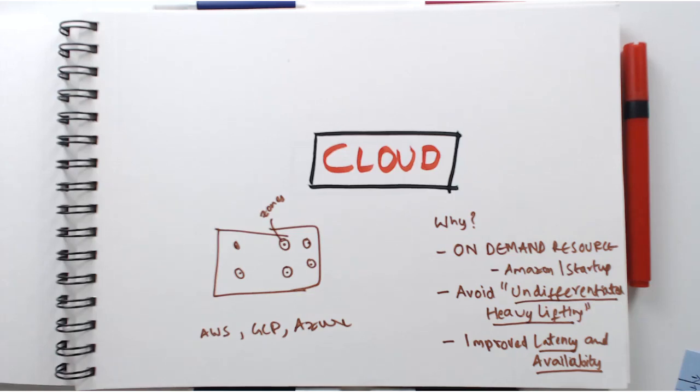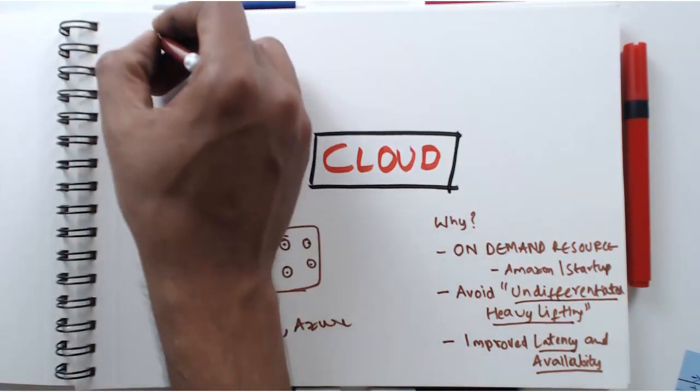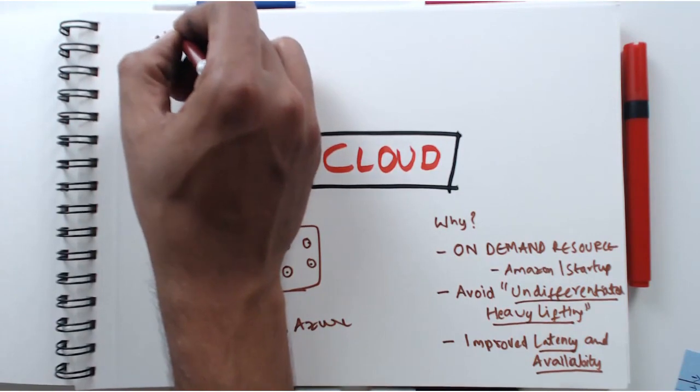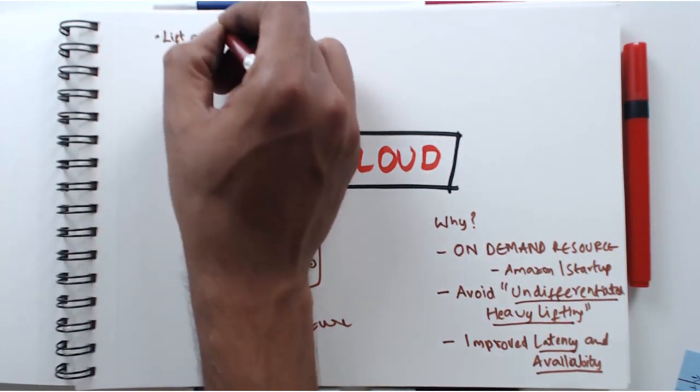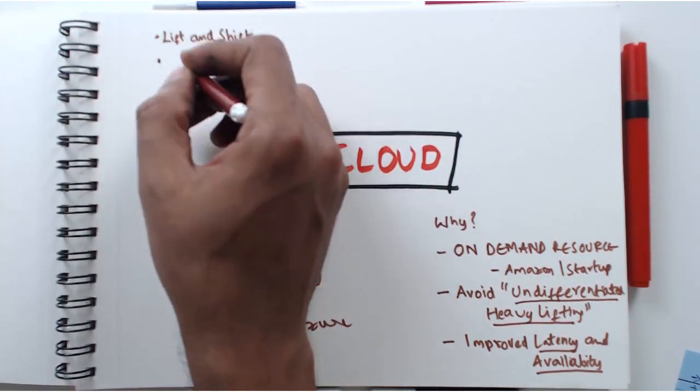So now you have decided you want to move to the cloud. You are satisfied with all the reasons. The first decision that you need to make is, how do you move to the cloud? And there are a number of options on how you can actually move to the cloud. The first option is something called lift and shift. Let's talk about it a little later. For now, let's list down all the options.